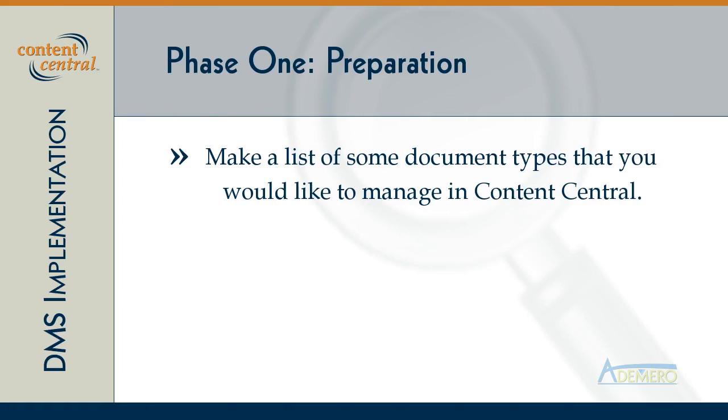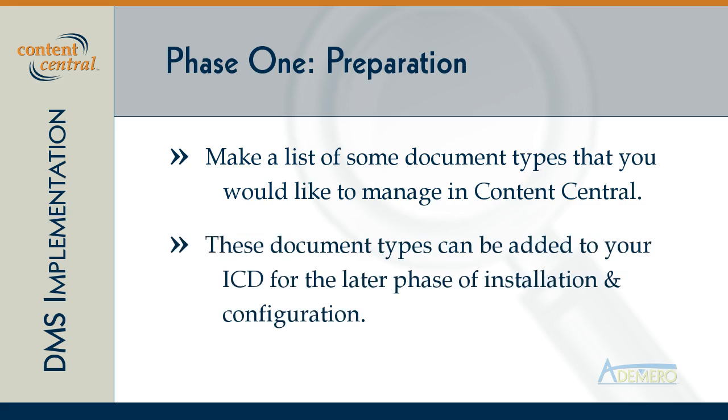Take a moment now to make a list of 3 or 4 examples of document types that you want to save in your Content Central. It doesn't have to be a complete list, it's just helpful to have a couple of your own document types in mind as we learn more.